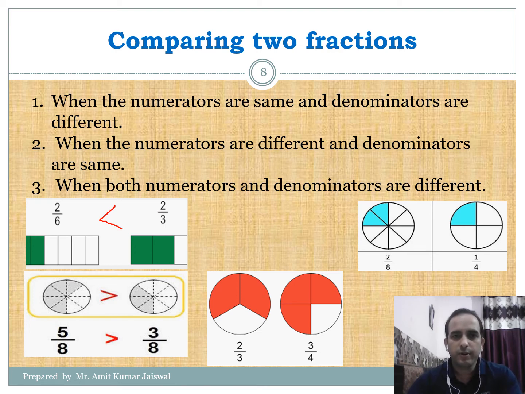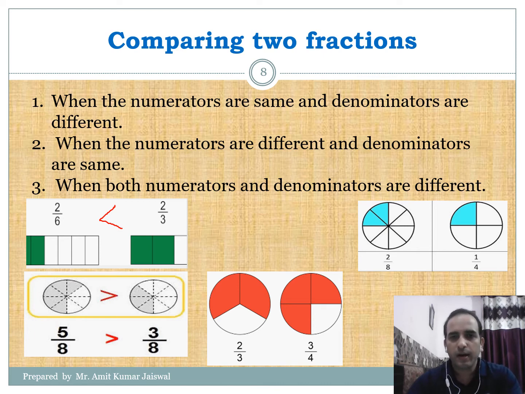So now when the numerators are different and the denominators are the same, this is the case we need to understand here. So 5 is the larger value as compared to 3. So 5 upon 8 will be larger than 3 upon 8. So we observe the larger numerator when the denominators are the same. The fraction with the larger value of the numerator will be the larger fraction.